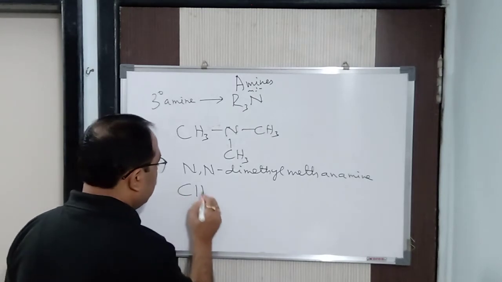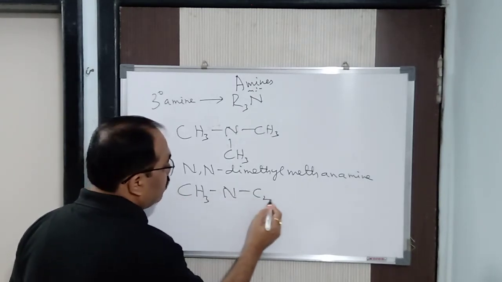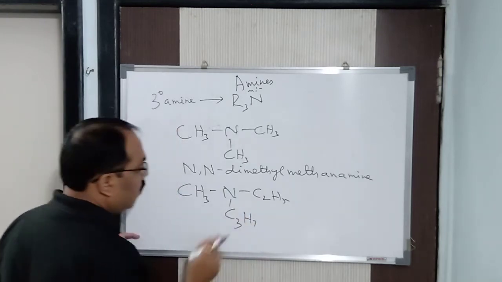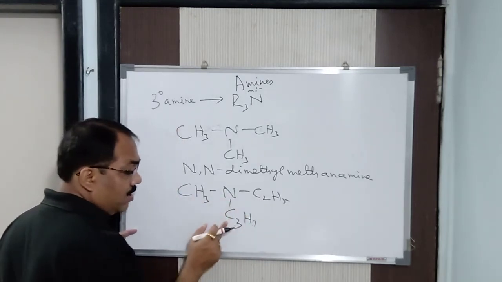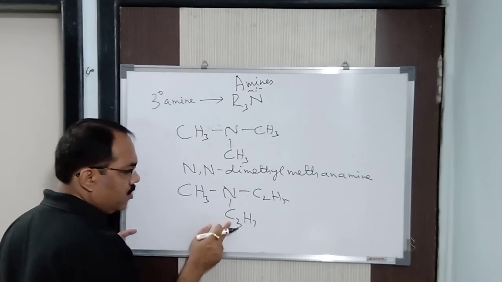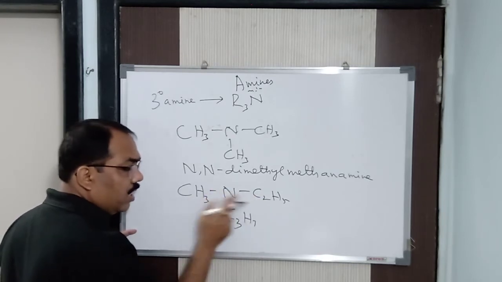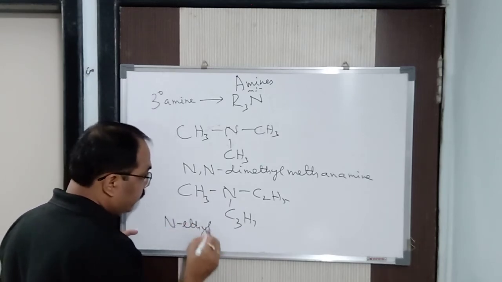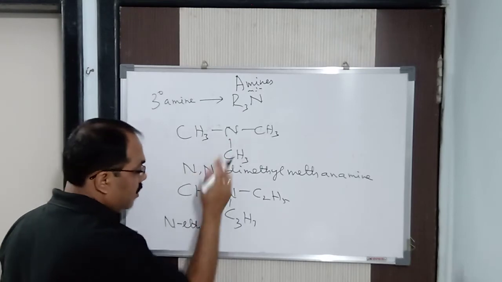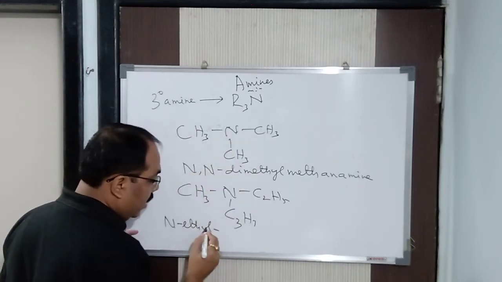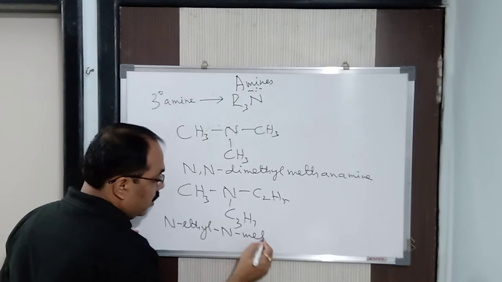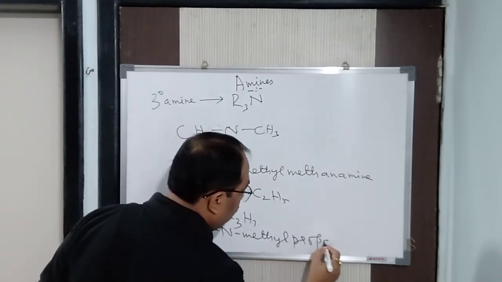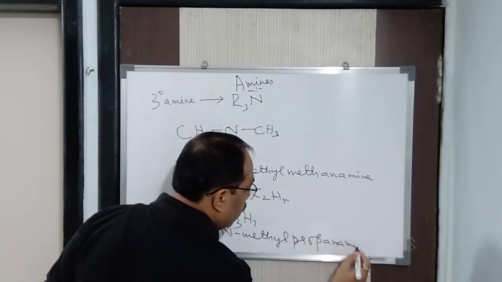For example, CH3N, C2H5, and here C3H7. These two are your prefixes, and this is the root word having the maximum number of carbon atoms. I will use alphabetical order to write the IUPAC name. So N-ethyl. It was N,N-dimethyl because two methyls are the same alkyl group. So it is N-ethyl, N-methyl propanamine.